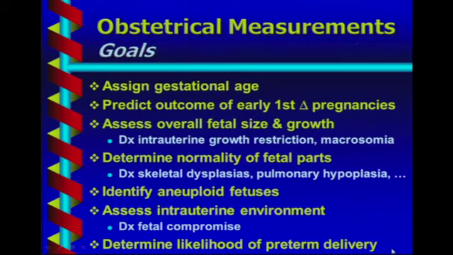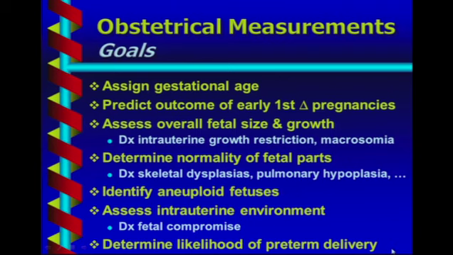What are the goals of obstetrical measurements? Obstetrical measurements are a very basic part of obstetrical ultrasound. There are many other parts, but measurements are one of the basic parts, and the goals are to assign gestational age, predict the outcome of early first trimester pregnancies, assess overall fetal size and growth, to diagnose abnormal growth patterns such as intrauterine growth restriction and macrosomia.